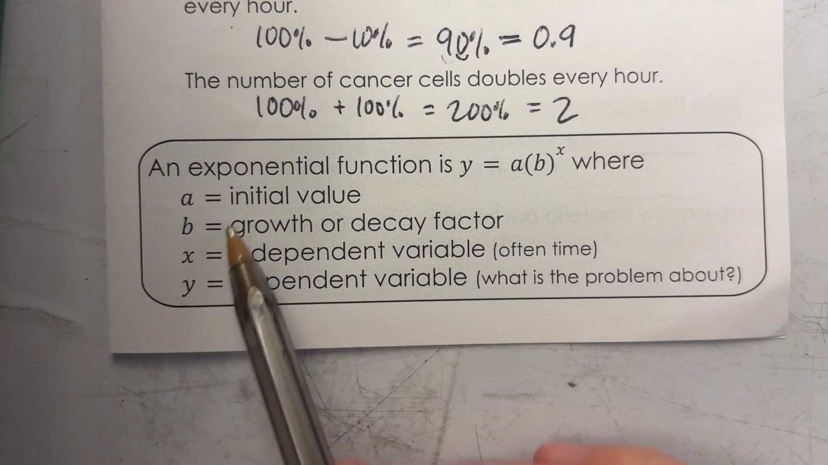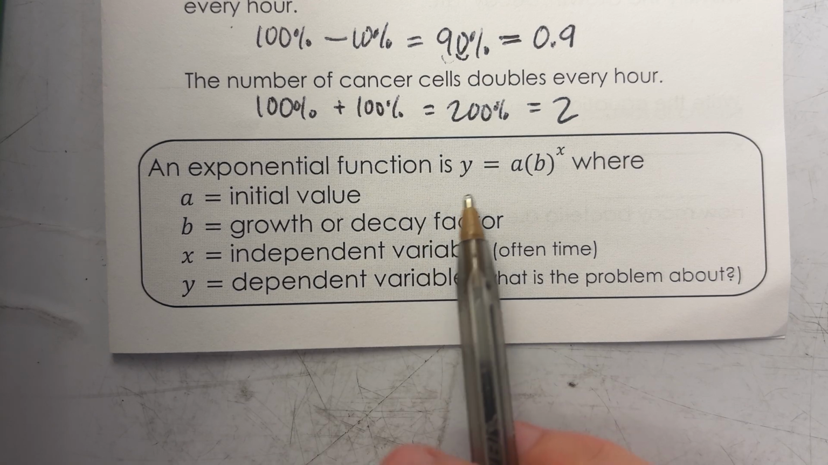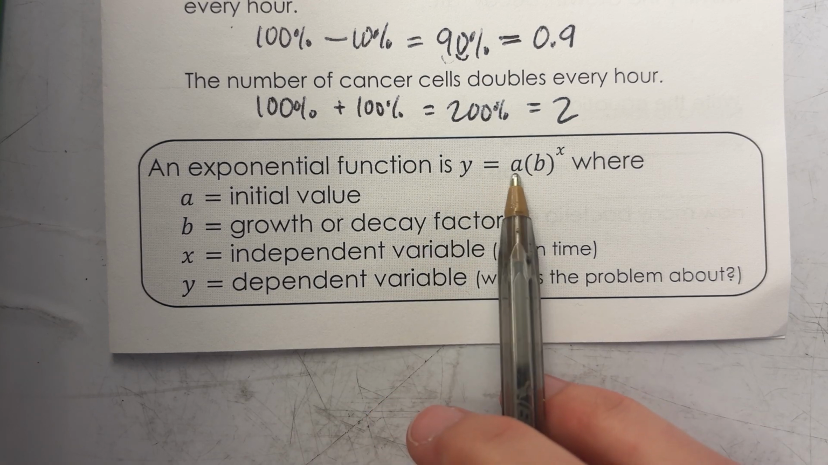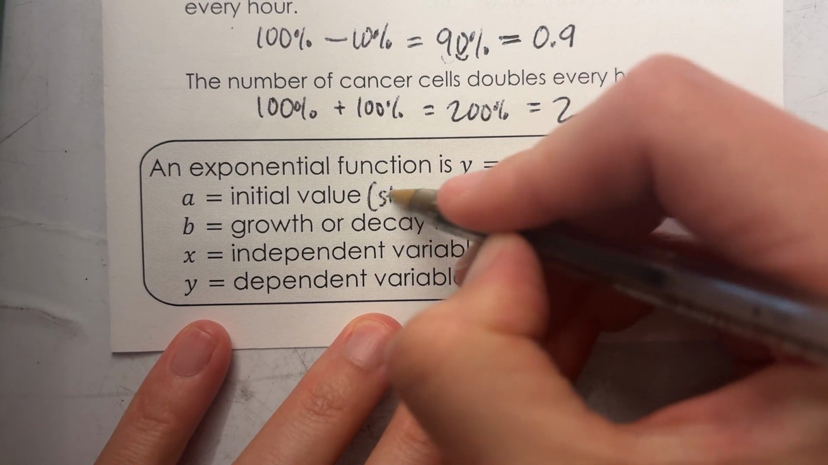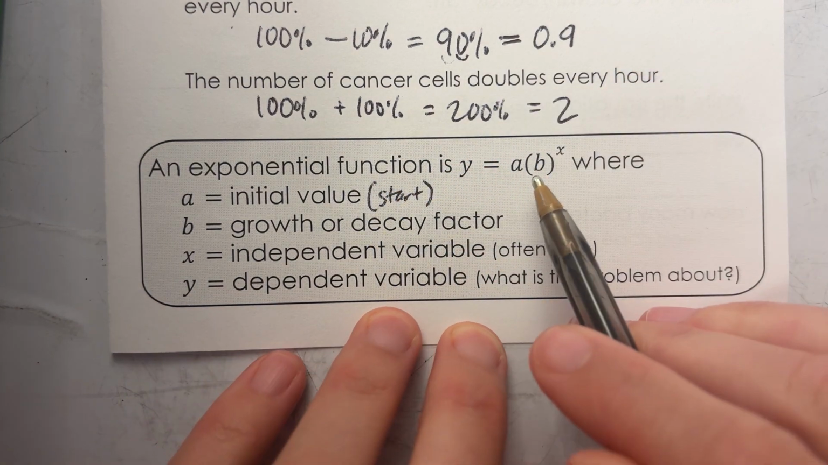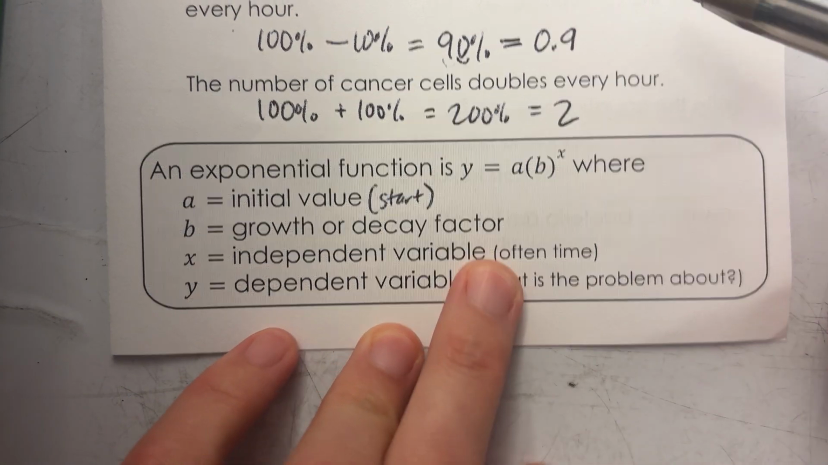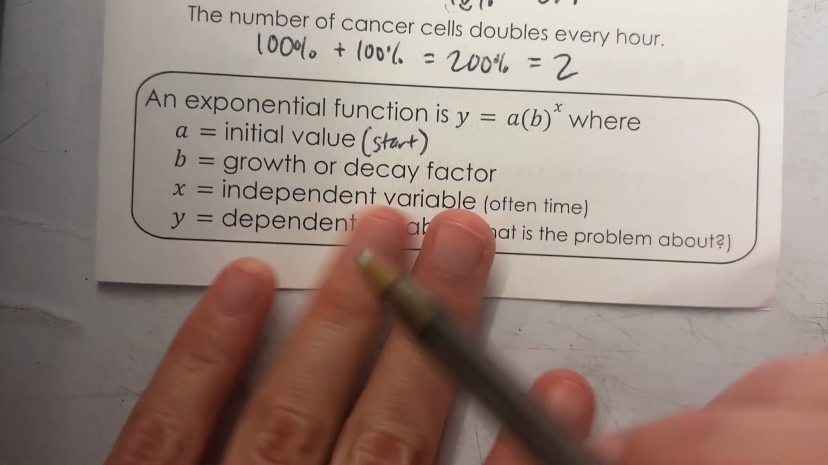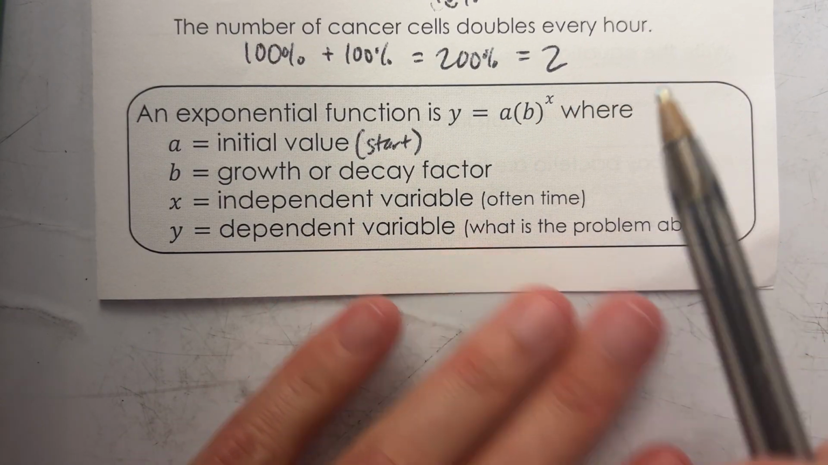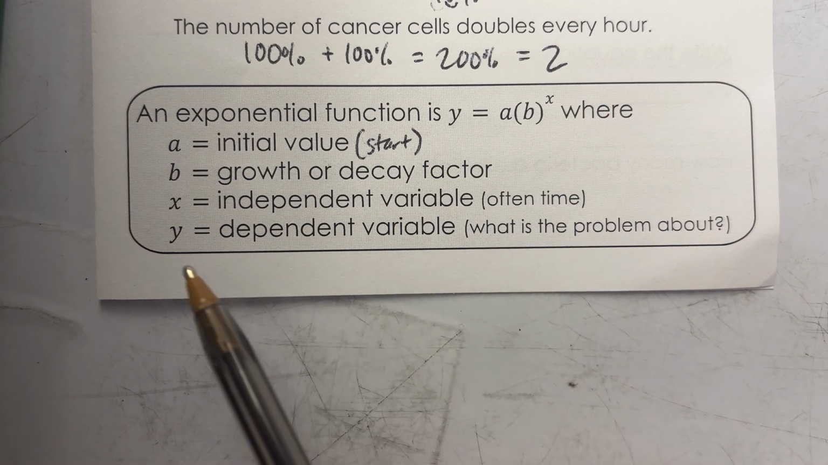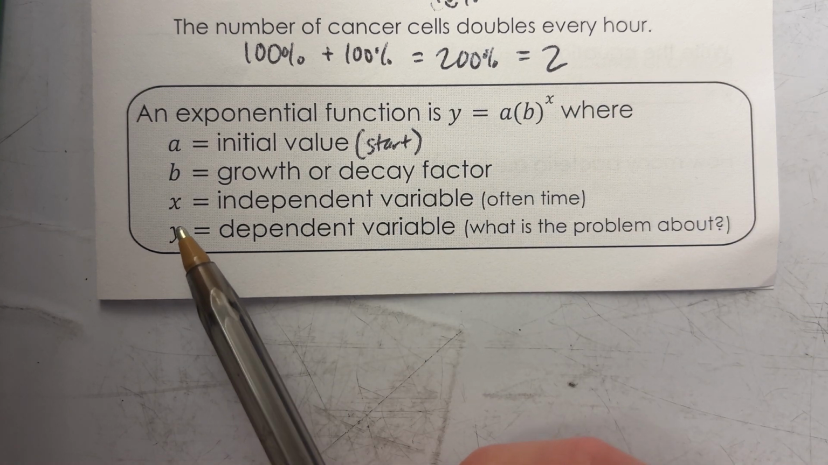We're going to be looking at exponential functions. They always have the same format. Y equals A, the initial value, the starting value, times B, the growth or decay factor, that's what we just practiced calculating, to the power of X. The X and the Y are just going to stay in the equation, they're just going to stay X's and Y's, but you'll see when we get to an example.